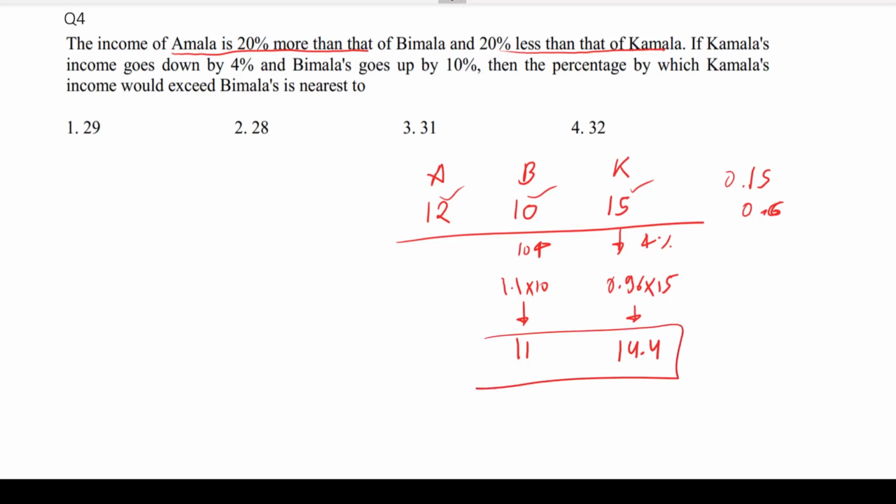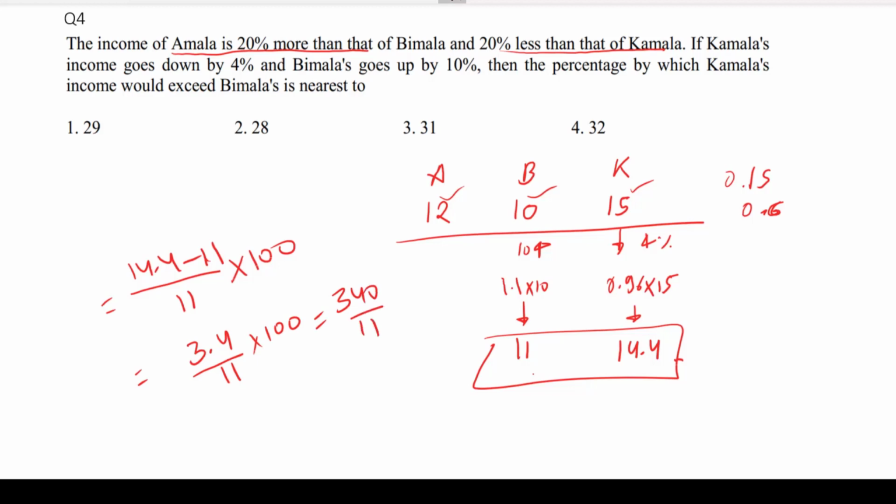Now we need to find the percentage by which Kamla's income would exceed Bimla's, nearest. So we can find simply (14.4 minus 11) by 11 into 100. That will give us 3.4 upon 11 into 100, equal to 340 upon 11. Dividing, that's 30.9, so that will be 30.